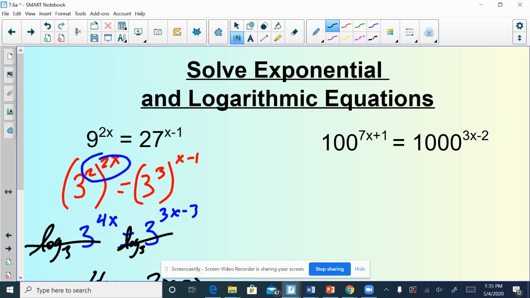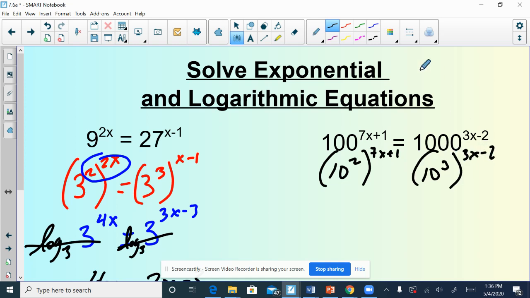We can do the same thing here. 100 and 1000 could be written with the same base. I hope you see that as 10 squared and 10 cubed. So this would be 10 squared to the 7x plus 1. This would be 10 cubed to the 3x minus 2. Same idea. If you have something being taken to a power being taken to another power, you multiply those exponents. This would be 10 to the 14x plus 2 is equal to 10 to the 9x minus 6.